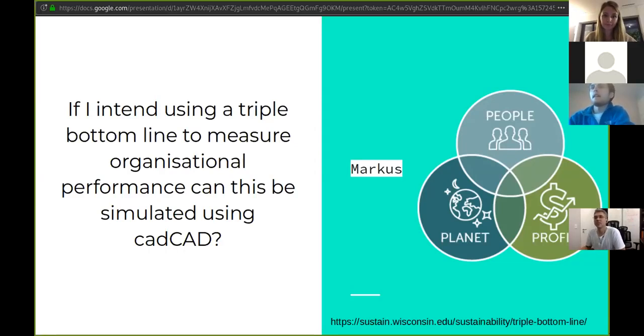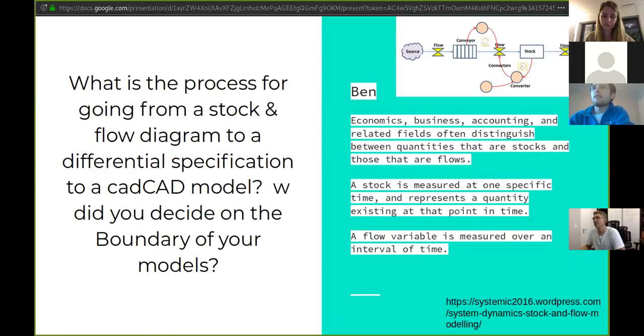Cool. So the next question that came in was, what is the process for going from a stock and flow diagram to a differential specification to a cadCAD model? I had to go and Google what a stock and flow diagram actually is. Basically, it's the idea that you've got stocks and flows, where a stock is a measurement at one specific time, representing the quantity existing at that point in time, and a flow variable is measured over an interval of time.